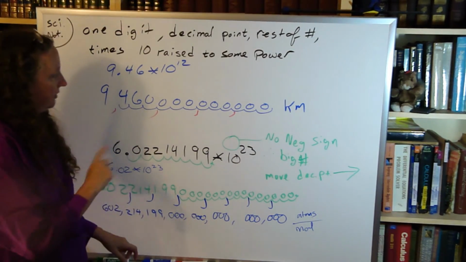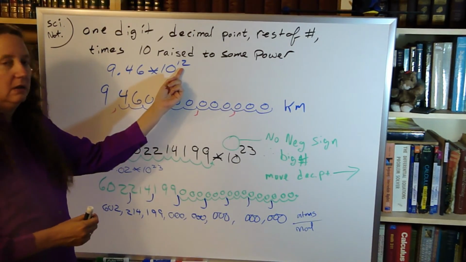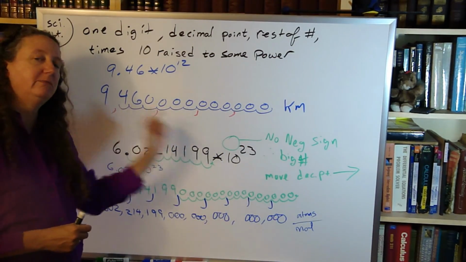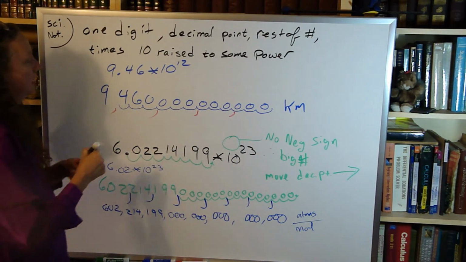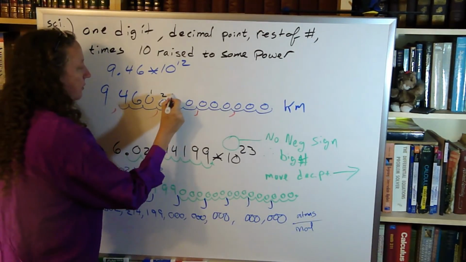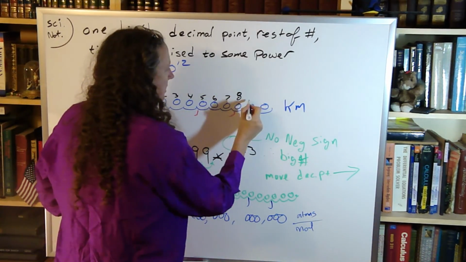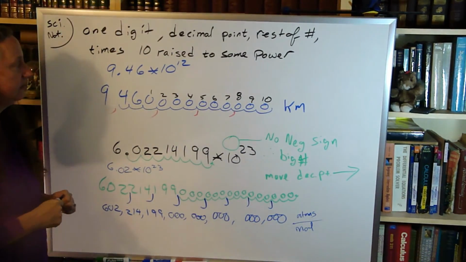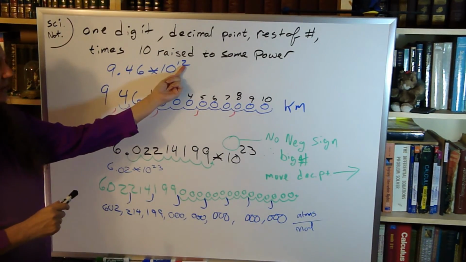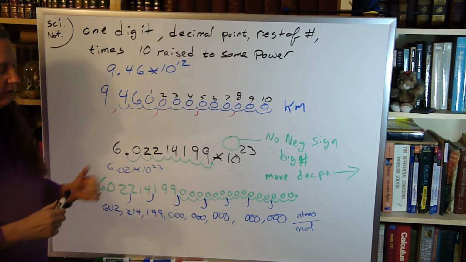Another thing about these. This 12 here, that told me how many places to move my decimal. It did not tell me how many zeros I have. The number of zeros I have, 1, 2, 3, 4, 5, 6, 7, 8, 9, 10. 10 zeros. The exponent is 12. I have 10 zeros. That's how it should be.